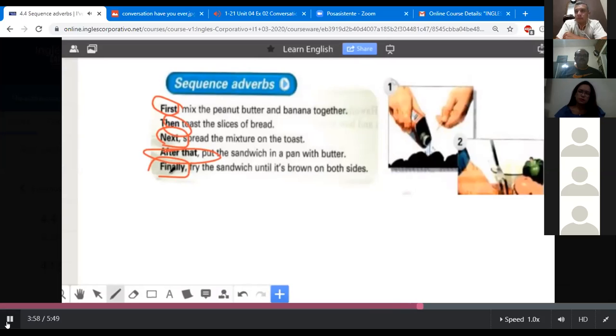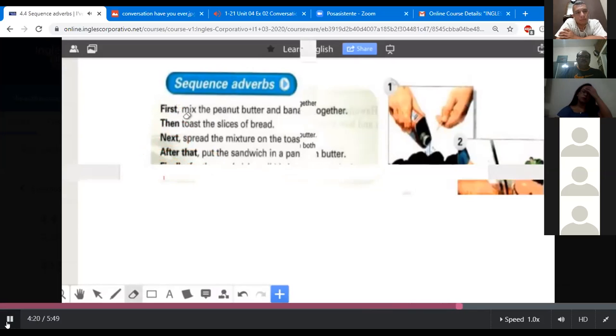So for example, we don't want to express this food recipe in the following way. First, mix the peanut butter and banana together, then toast the slices of bread, then spread the mixture on the toast, then put the sandwich in a pan with butter, then fry the sandwich until it's brown on both sides. We don't want to do that, so therefore we use different words to explain.